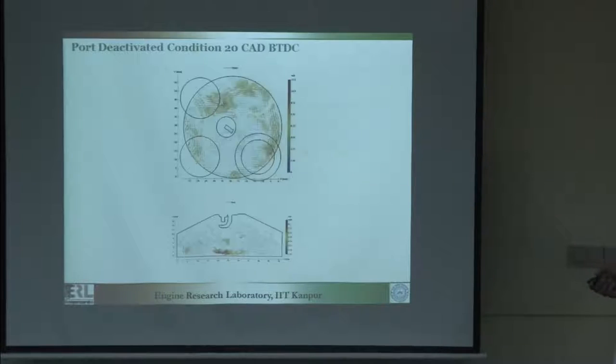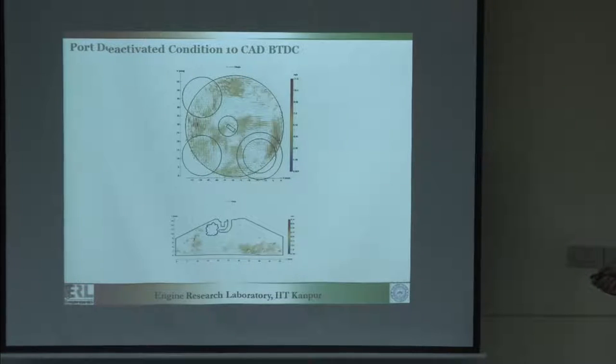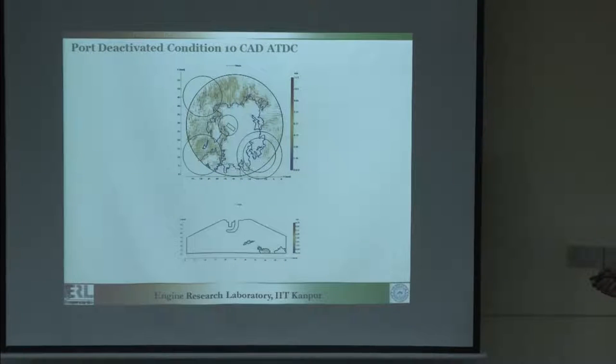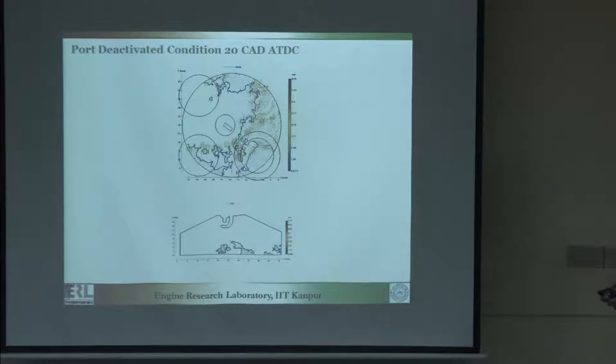When we deactivated one of the ports, so now this port was deactivated, inlet port. This is 20 BTDC, 10 BTDC, TDC, 10 ATDC and 20 ATDC. So here you can clearly see that the inlet port deactivation actually affects the flame propagation and the in cylinder flows to a great degree.